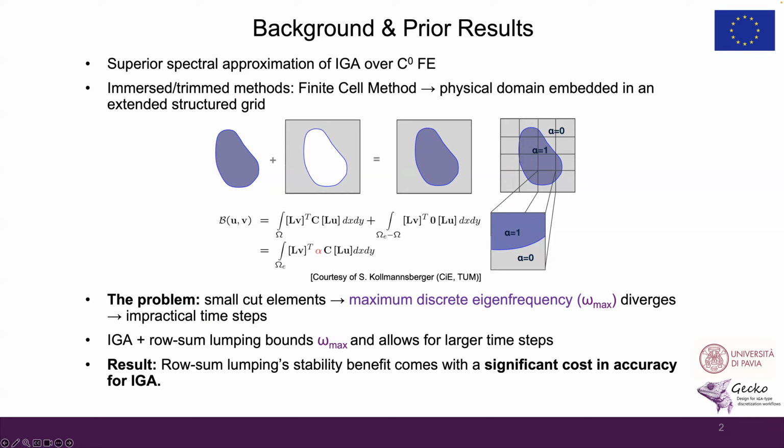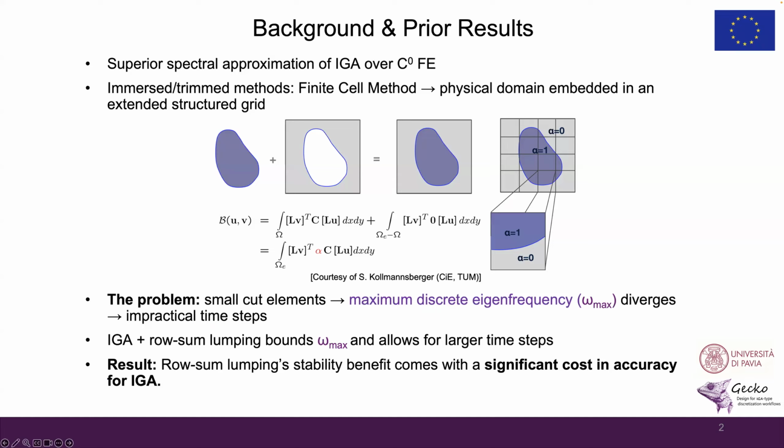First of all, IGA offers superior spectral approximation over standard C0 finite elements, thanks to its higher interelement continuity, and that makes it attractive for dynamics. The research is focused on immersed or trimmed methods, and specifically, we employ the finite cell method, where the physical domain is embedded in a structured grid and geometry is described through the integration process.